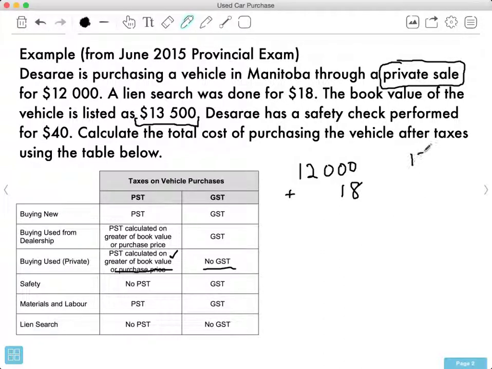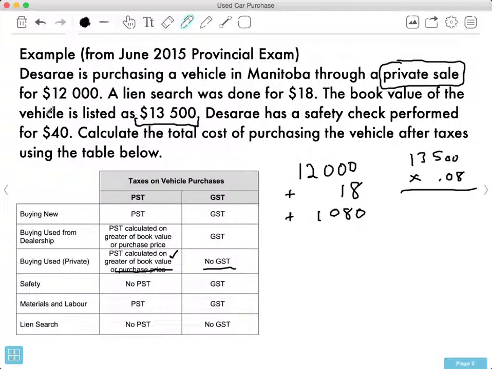So off to the side, I'll go 13,500 times 0.08 for 8%, that's PST. So 13,500 times 0.08 is $1,080. So I'll add that on. $1,080. That's the PST for buying used.